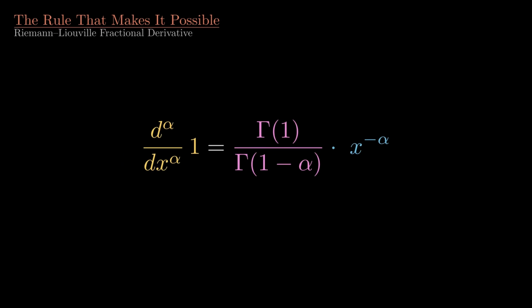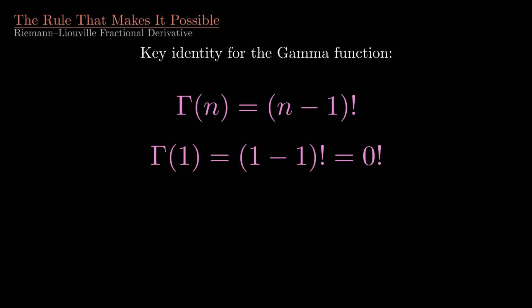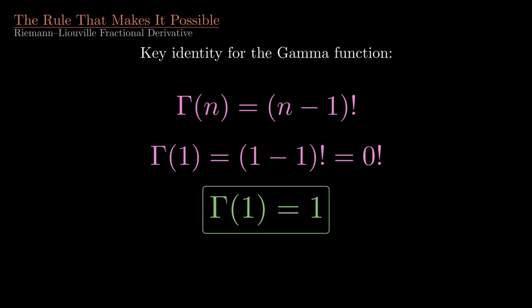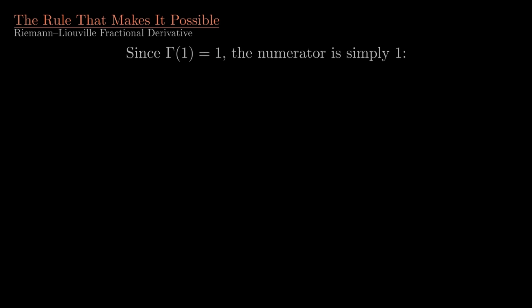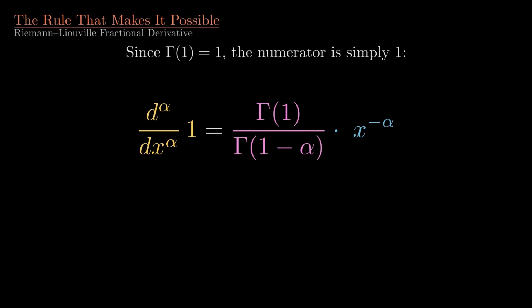To simplify this further, we need a key identity. The gamma function of n is equal to n minus 1 factorial. So, gamma of 1 equals 0 factorial, which is exactly 1. Because gamma of 1 is just 1, the entire numerator collapses. Our equation simplifies cleanly to 1 over gamma of 1 minus alpha multiplied by x to the negative alpha.